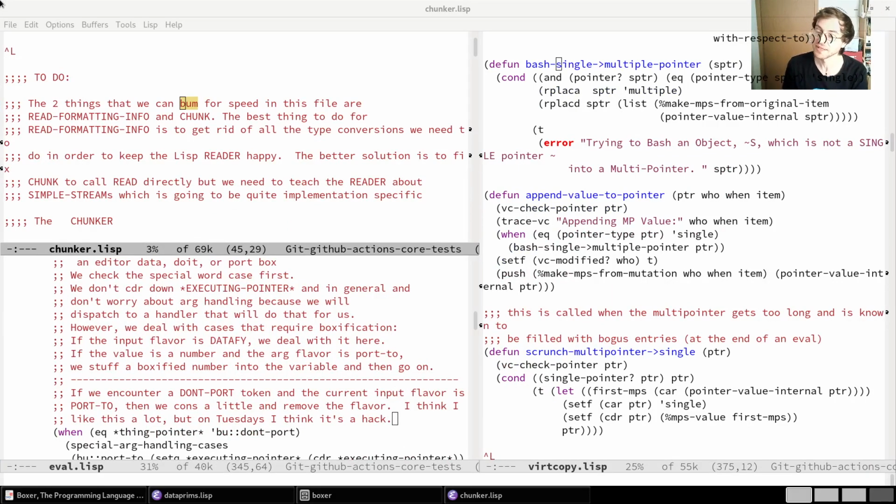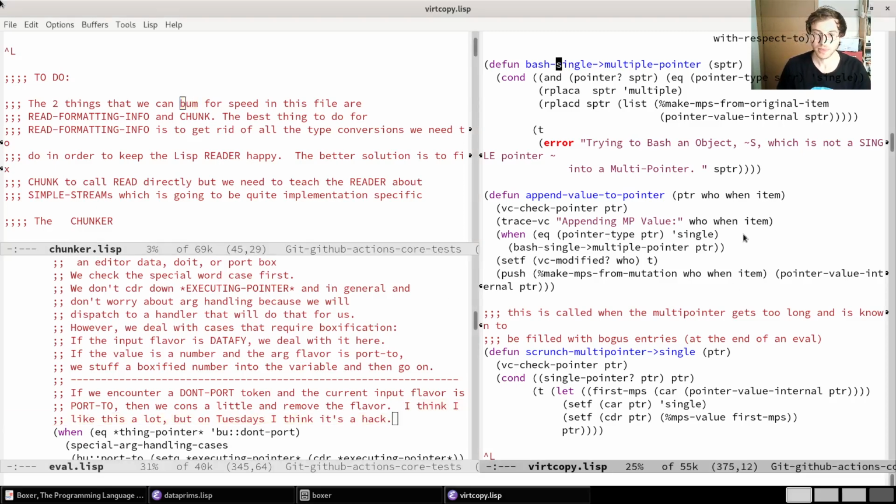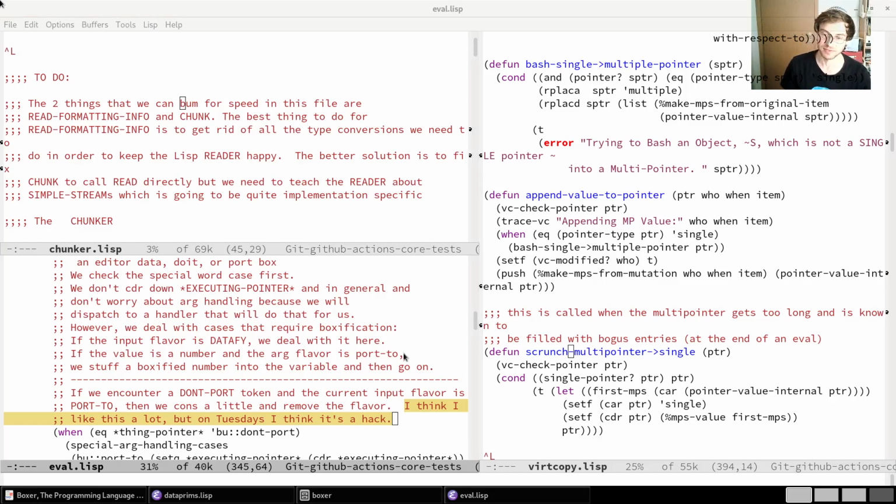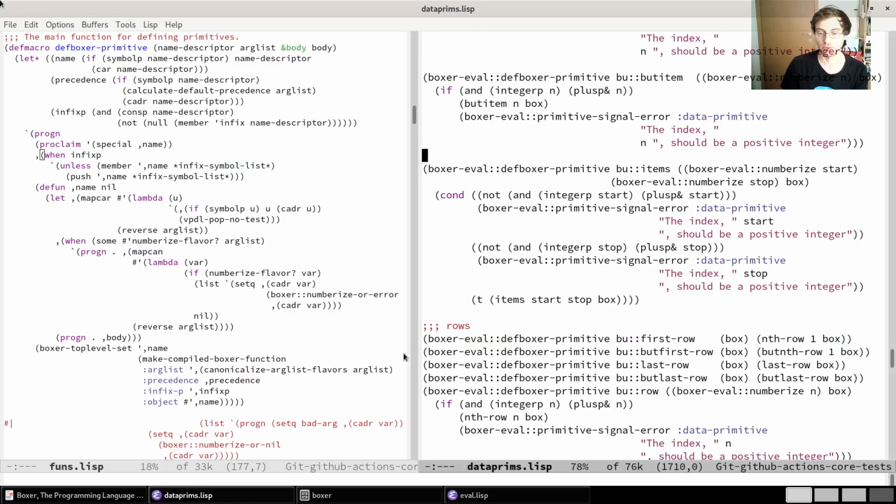BAM is a particular style of optimization where you are obsessively writing a single spot to squeeze it into fewer instructions or CPU cycles. So these kinds of things are coming up here, and it's somewhat fun. There is colorful language like bash single to multiple pointer, or scrunch a multiple pointer back into a single pointer. There are funny comments like, I think I like this a lot, but on Tuesday I think it's a hack. But that's more about the flavor of the code base, so let's talk about Lisp.